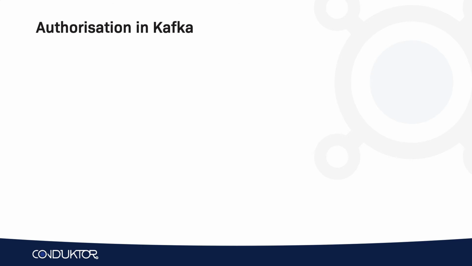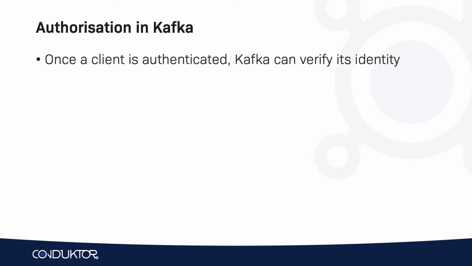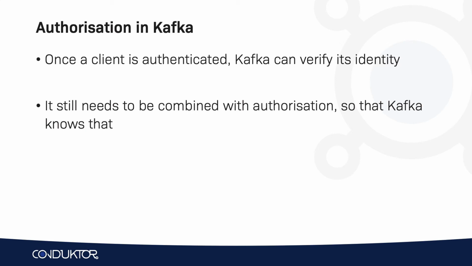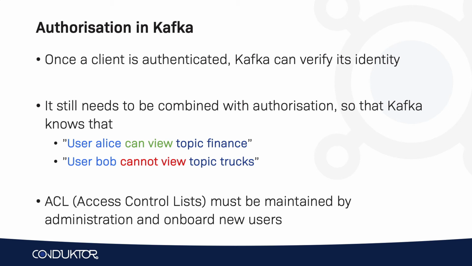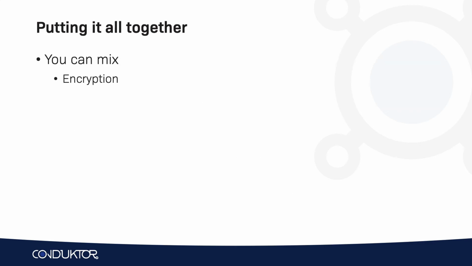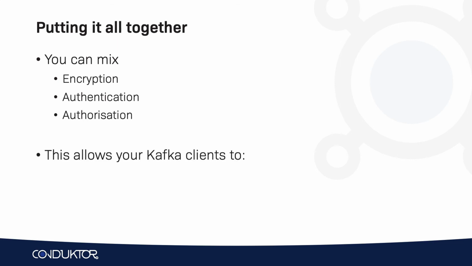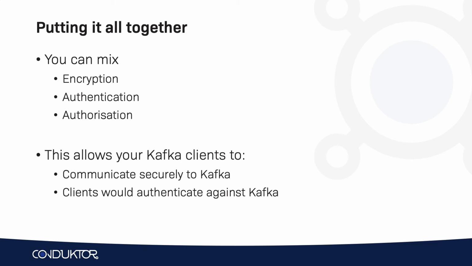Now for authorization, once a client is authenticated in Kafka, then Kafka can verify its identity, and therefore we can start combining it with authorization rules. So Kafka knows, for example, that user Alice can view the topic finance, and user Bob cannot view the topic trucks. In this case, we have to maintain ACLs, or access control lists, and they must be maintained by administrators, and they must be changed to onboard new users in Apache Kafka. So in Apache Kafka, the security model is that you can mix encryption, authentication, and authorization to achieve a secure Kafka setup. This will allow your Kafka clients to communicate securely to Kafka, and the clients would authenticate against Kafka, and then Kafka can authorize the clients to read and write to specific topics.